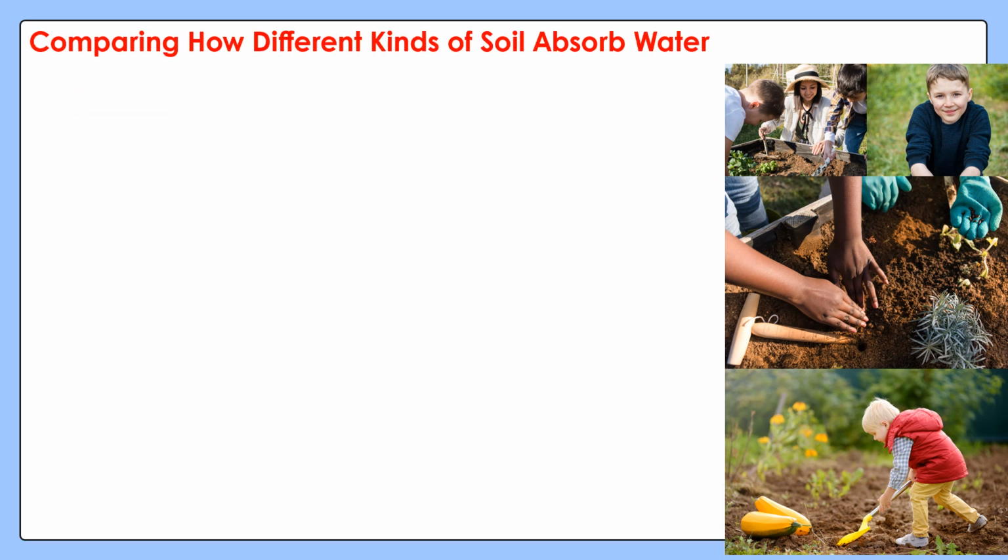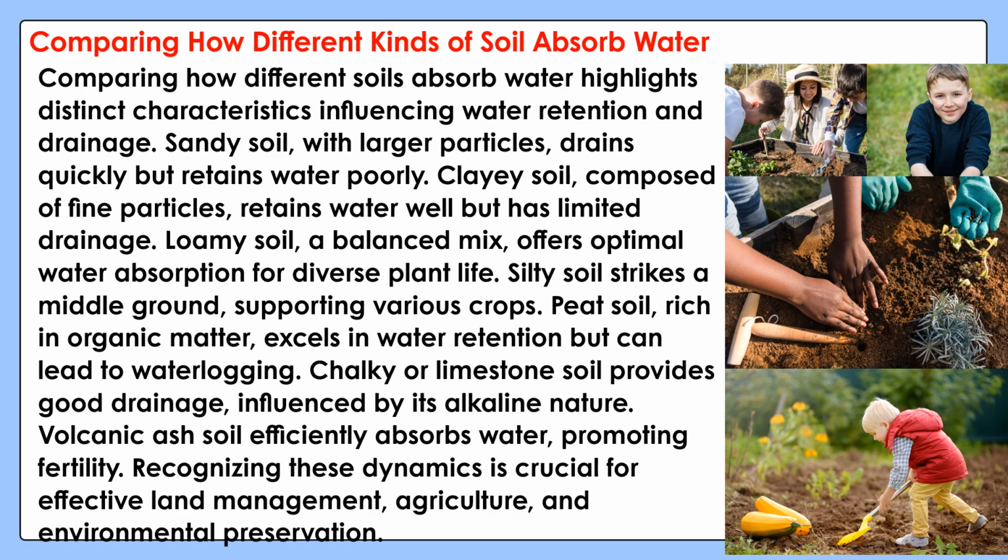Comparing how different kinds of soil absorb water. Comparing how different soils absorb water highlights distinct characteristics influencing water retention and drainage. Sandy soil with larger particles drains quickly but retains water poorly. Clayey soil, composed of fine particles, retains water well but has limited drainage.